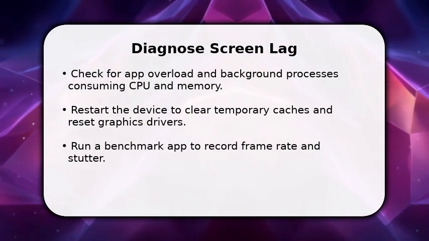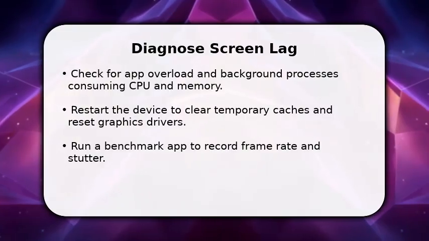Run a benchmark app to record frame rate and stutter. Begin by updating your operating system and graphics drivers to the latest stable versions. Clear at least 10% to 20% of internal storage to improve swap and caching behavior.